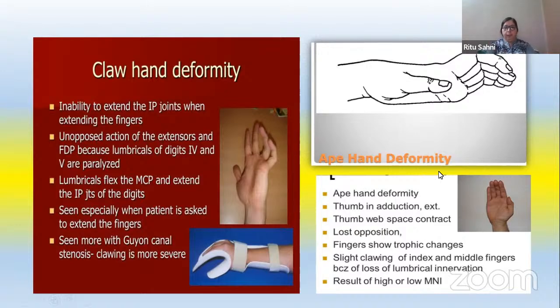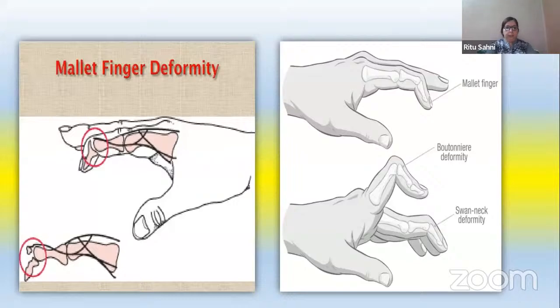And the ape hand deformity, where the thumb is like an ape's. Normally we can do abduction and adduction, but if there is an ape hand deformity, the thumb is in adduction and extension, the thumb web space contracts, there is loss of opposition, the fingers show trophic changes, and slight clawing of the index and middle fingers because of the loss of the lumbrical innervation. So the hand will be in this position. So this is ape hand, and this is mallet finger, you can see it here, in the distal interphalangeal joint. You can see how this finger is in the flexed position.